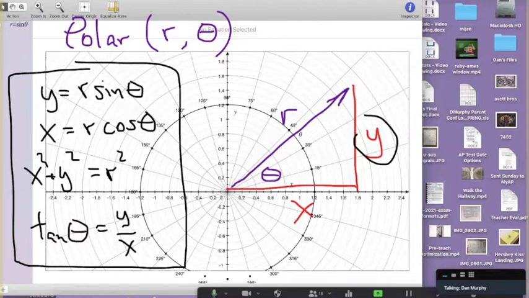If you want a sneak peek, it's at the very end of, I think it's chapter 11, the parametrics, vectors, and polars, and they call it a library of the polar equations, or a gallery of. They're actually very, very cool pictures. So let's just get to doing one of them.